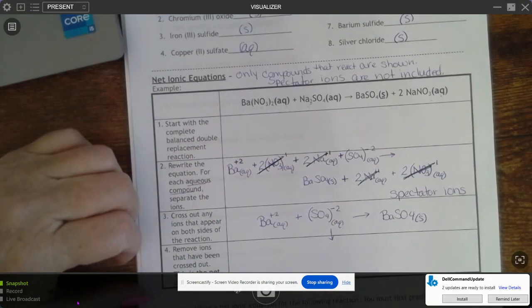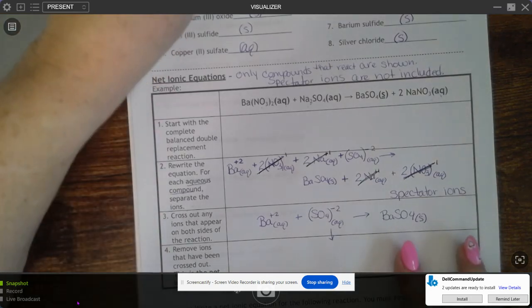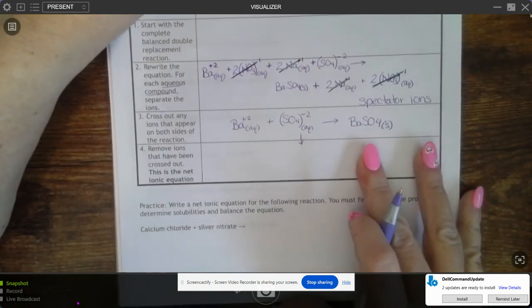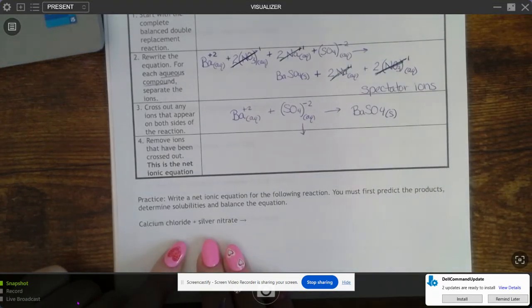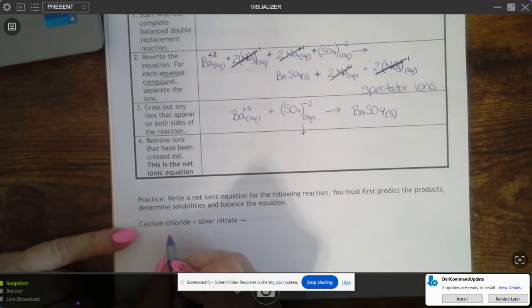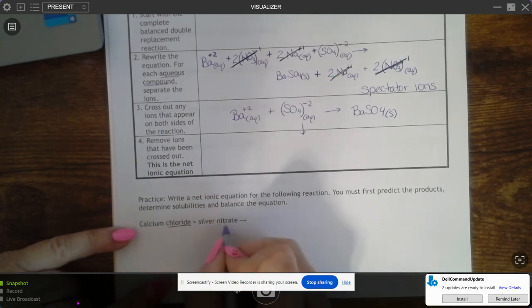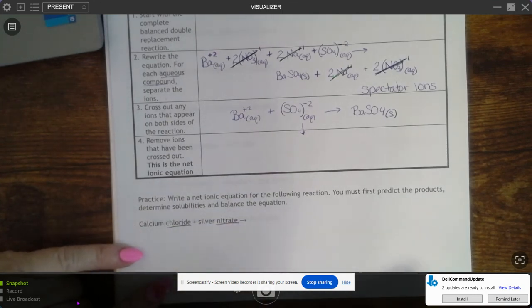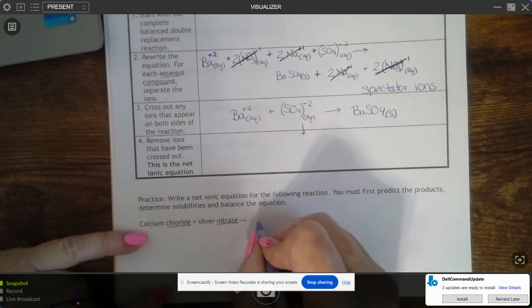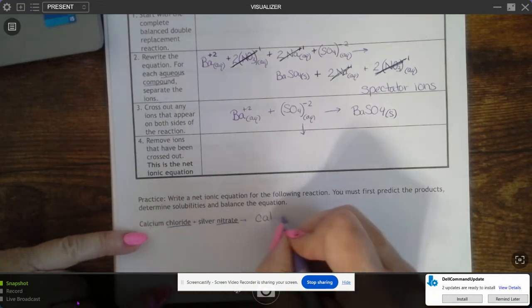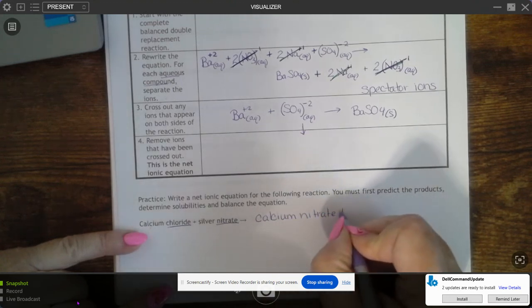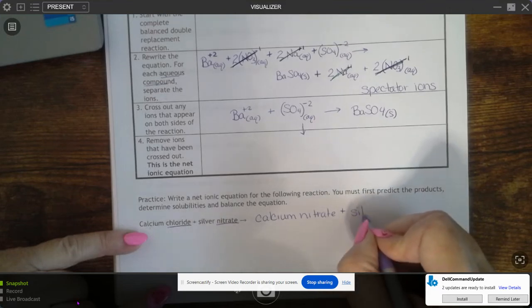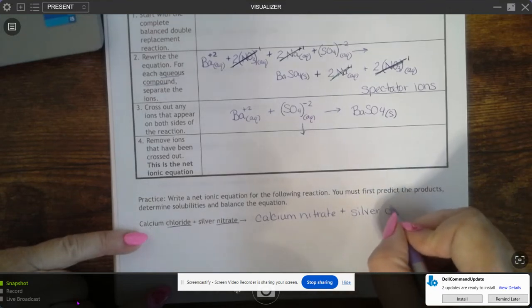All right, let's try to do one all the way from the beginning. Here we have calcium chloride and silver nitrate. Remember, the first thing we're going to do with a double replacement reaction is underline the anions, and then switch them. So we're going to end up with calcium nitrate plus silver chloride.